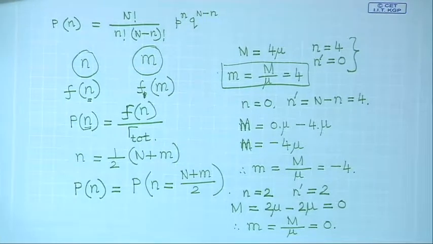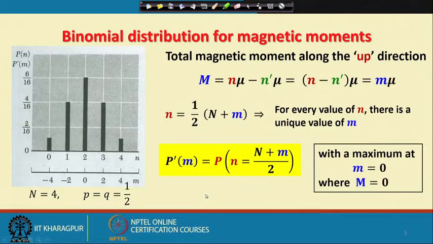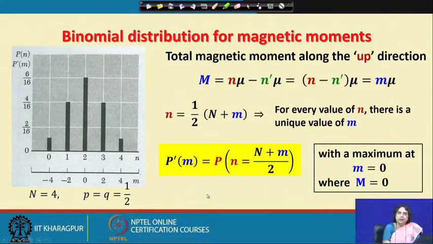Now, looking at the similarity, we understand that if I am making a measurement of the total magnetic moment, in that case I am going to have maximum number of times in my experiment, the output would be a 0 magnetic moment. This is what is meant by the interpretation of this distribution function.